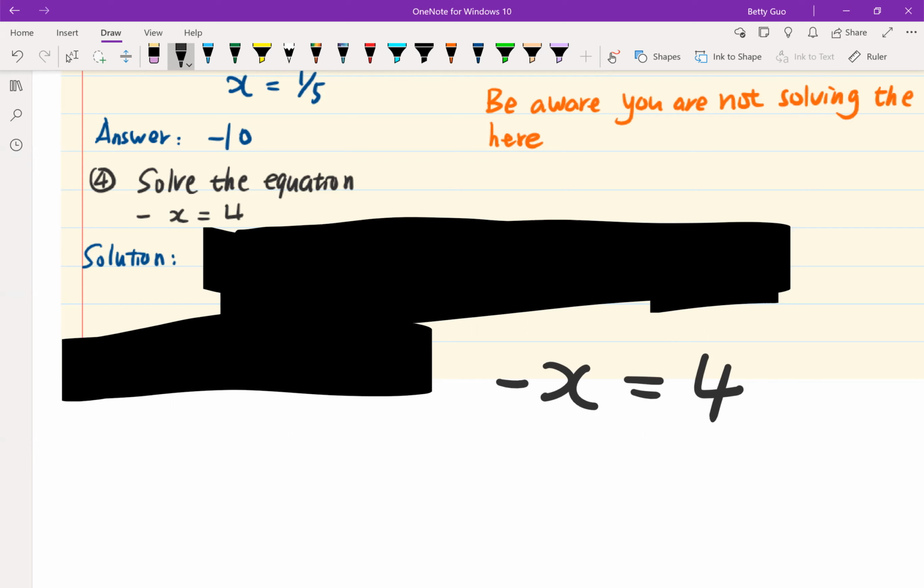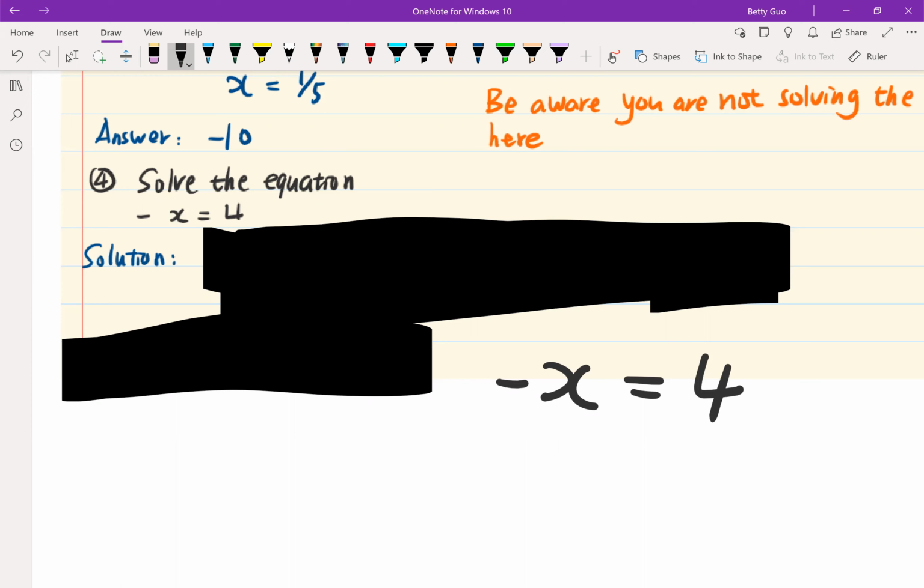Feel free to share your answer. What's the answer? What is x equal to? Sammy, do you have an answer? Exactly. Do you guys have the same thing? The value of x. This is a simple equation.